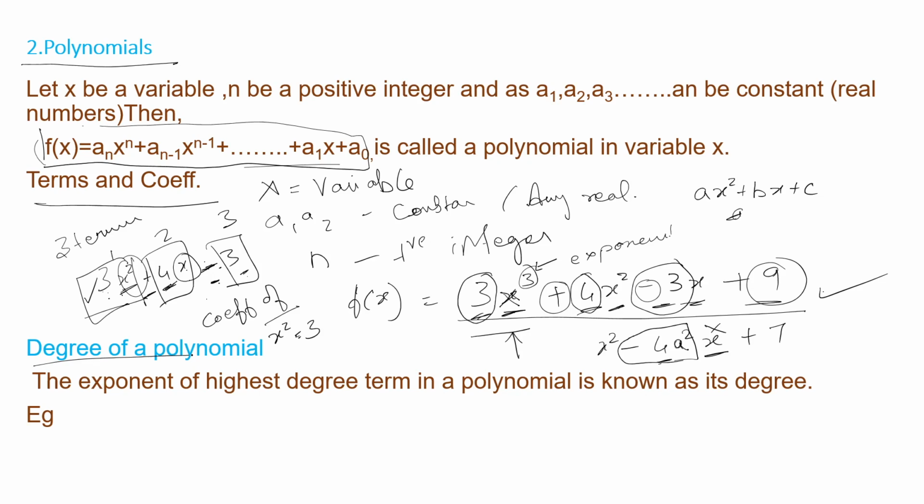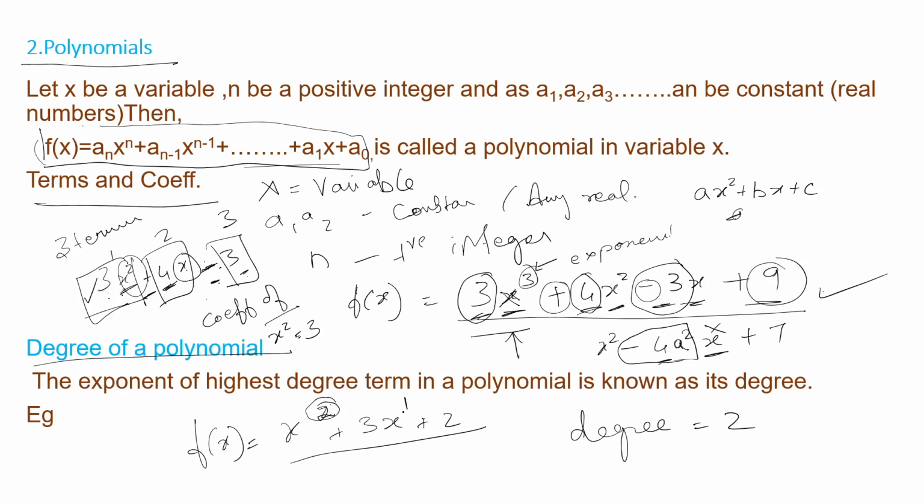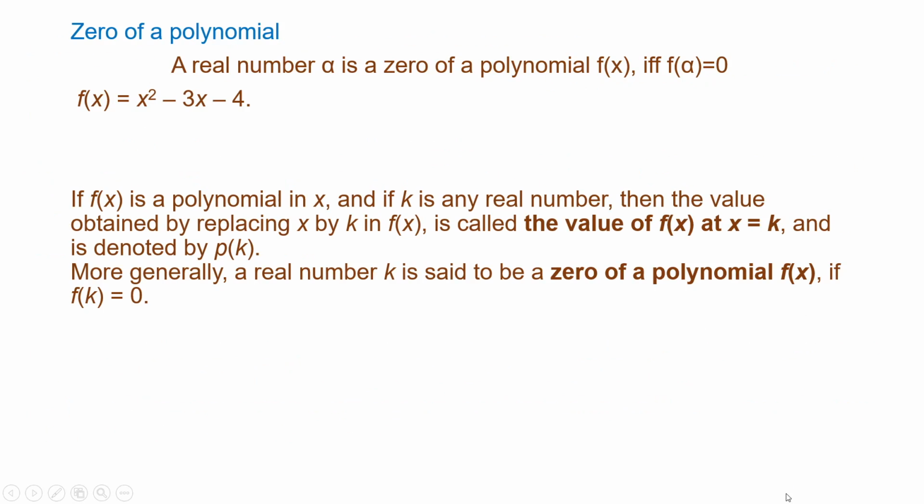Now the next one is the degree of a polynomial. If I am writing x^2 + 3x + 2, you know this is a polynomial. What is the degree of a polynomial? The highest exponent in the whole thing is called the degree. So here the degree is 2, because that is the highest exponent. This power is 1, this power is 2. So what is the highest power? 2. So the degree is 2. The highest exponent is called the degree of the polynomial. Suppose I am writing like this, what is the highest degree? It is 1. So this is the degree of the polynomial.